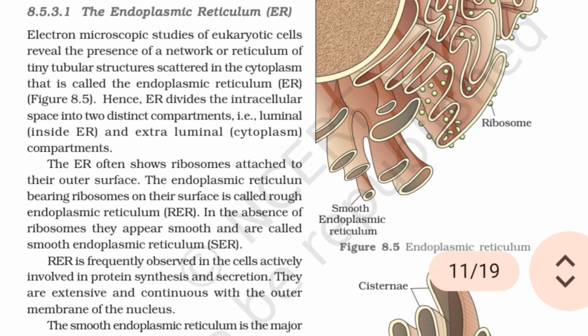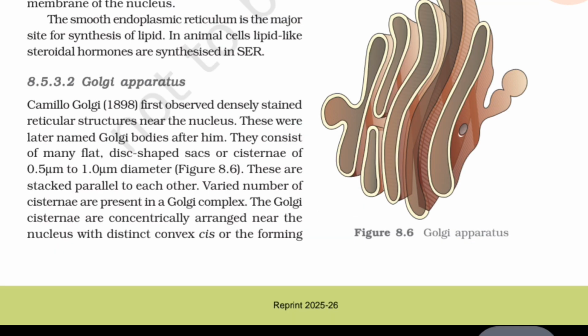Rough endoplasmic reticulum is frequently observed in cells actively involved in protein synthesis and secretion. They are extensive and continuous with the outer membrane of the nucleus. The smooth endoplasmic reticulum is the major site for synthesis of lipids in animal cells. Lipids like steroidal hormones are synthesized in the smooth endoplasmic reticulum.